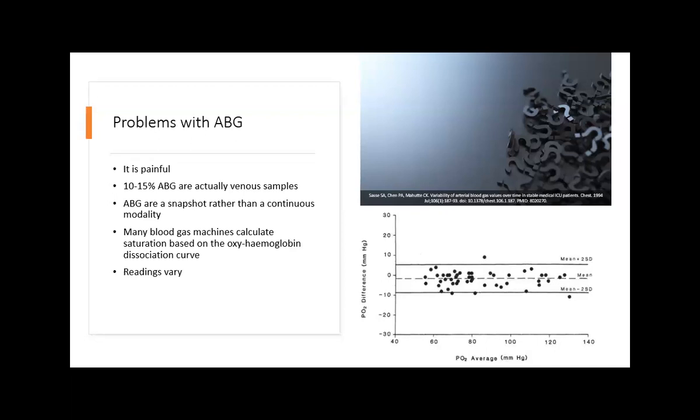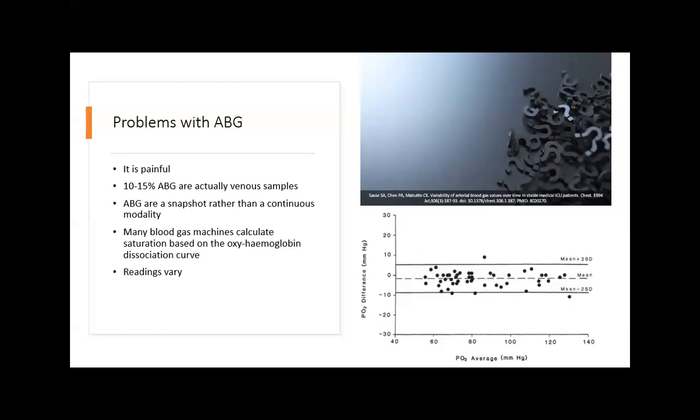The important thing to remember is that many blood gas machines, when they report the saturation on the blood gas machine, that is not directly measured. Some blood gas machines do that. Many blood gas machines calculate the saturation based on your oxygen hemoglobin dissociation curve. So the saturation that you're getting from your blood gas machine may not actually be a real saturation anyway.